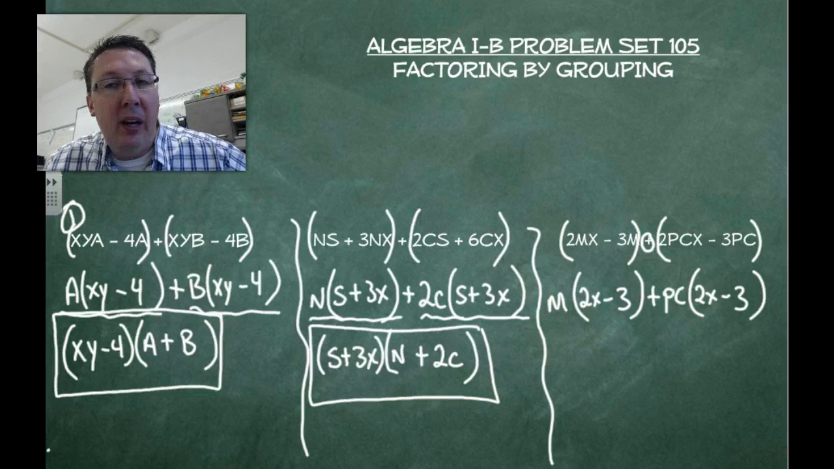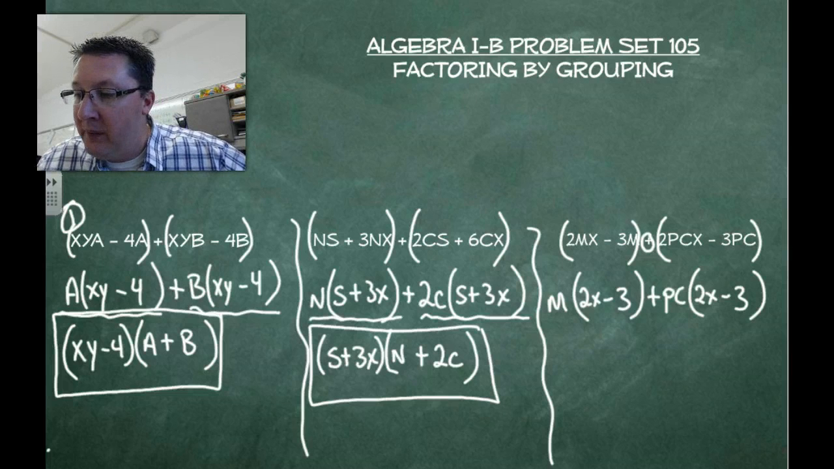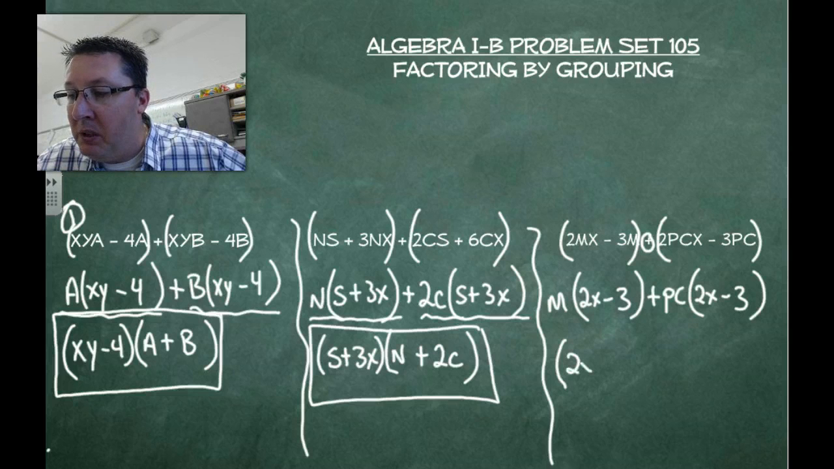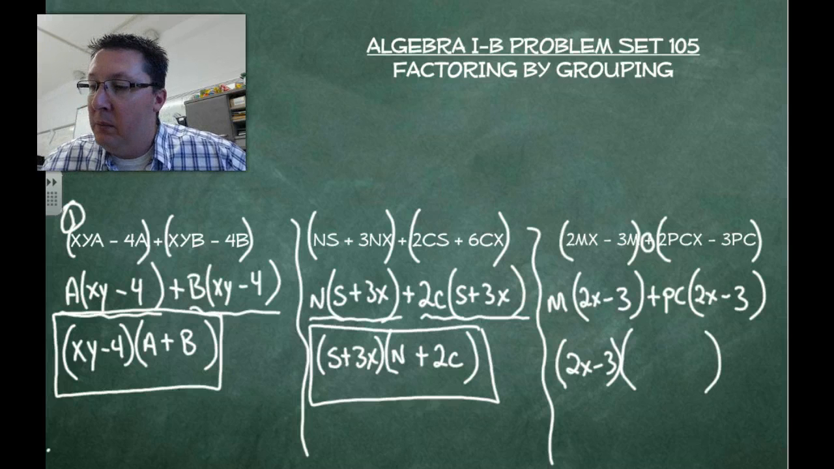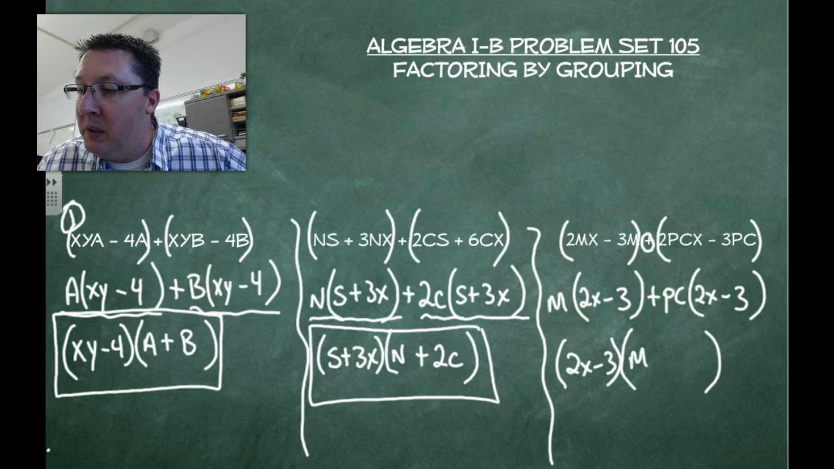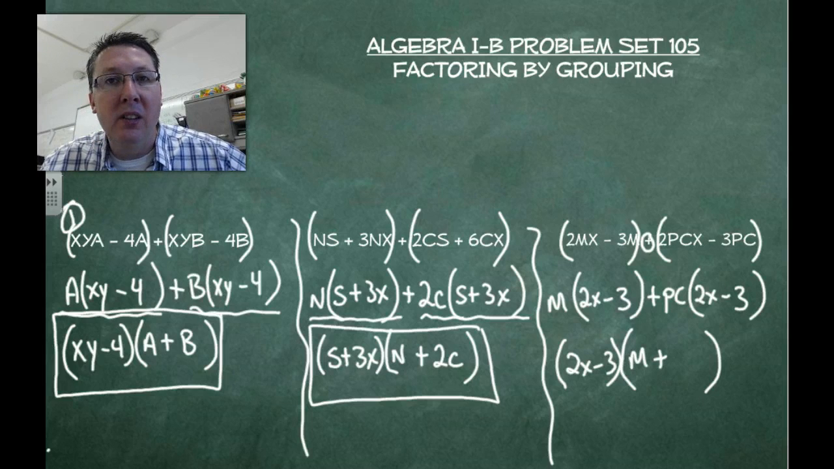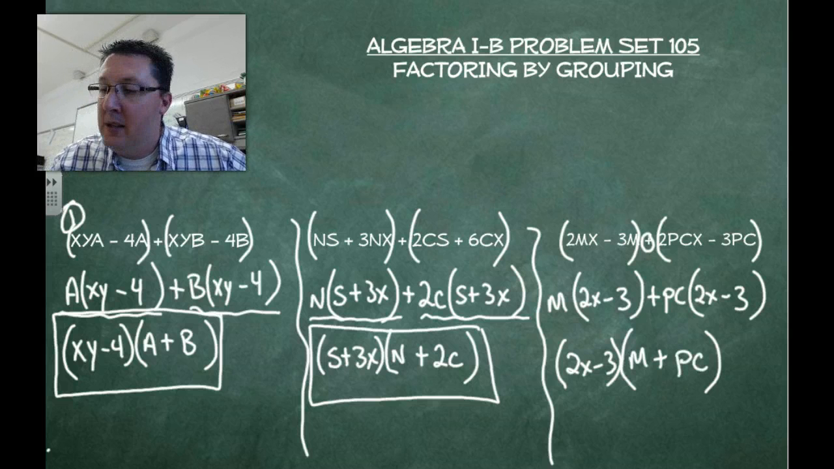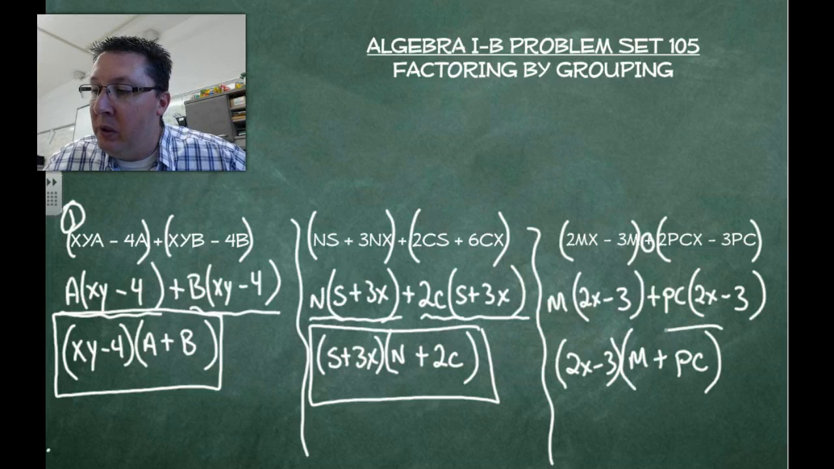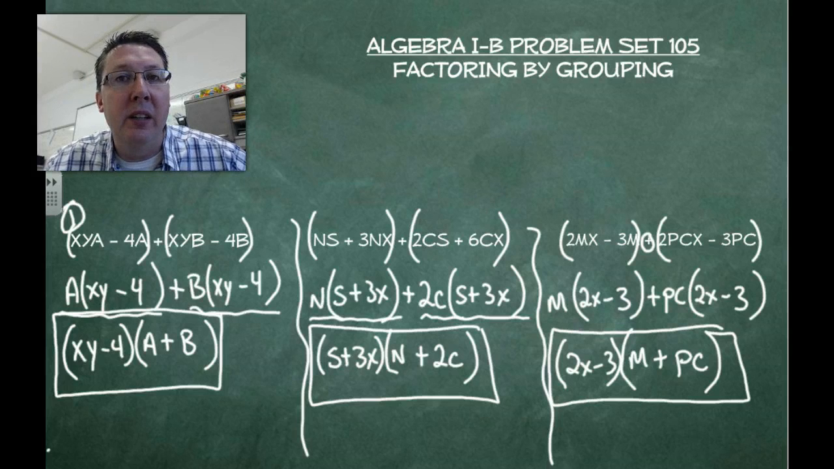I see that they both have that group, 2x minus 3. So that is my common factor that moves out front. Make sure it's in parentheses again, and then show in parentheses what was left. Move 2x minus 3 out front. On the first part, I'm left with an m, plus on the second part, I'm left with pc. Neither one of those will factor down anymore. So that is our factored answer.